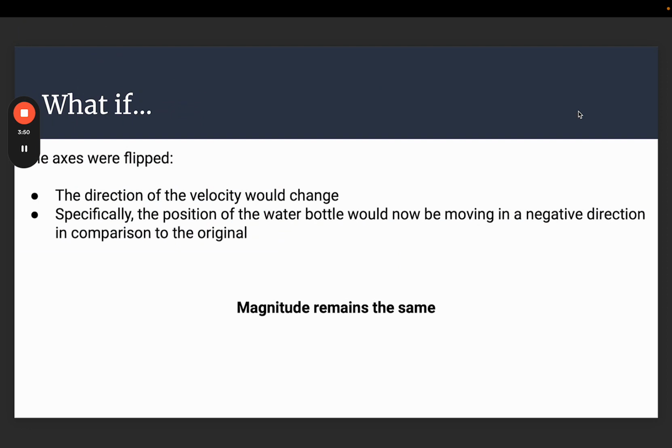Now I'll answer my what-if question. If the axis were flipped, the direction of the velocity would change. Velocity obviously has two components, the magnitude and the direction. Thus, the direction would be different from the initial when compared to the other scenario. In regards to the position, the water bottle would now be moving, technically, in a negative direction in comparison to the original direction. However, the magnitude would still remain the same between both, as the magnitude of the velocity is not directionally based.